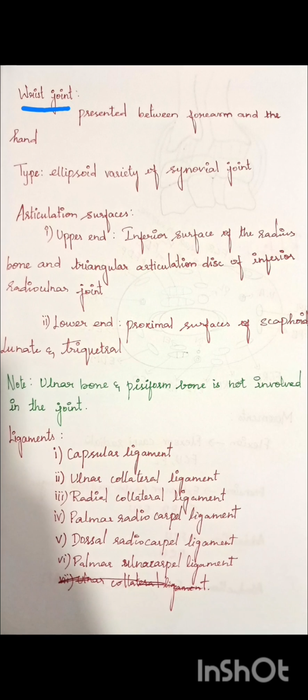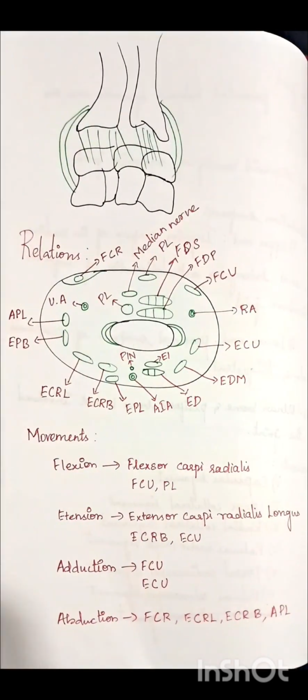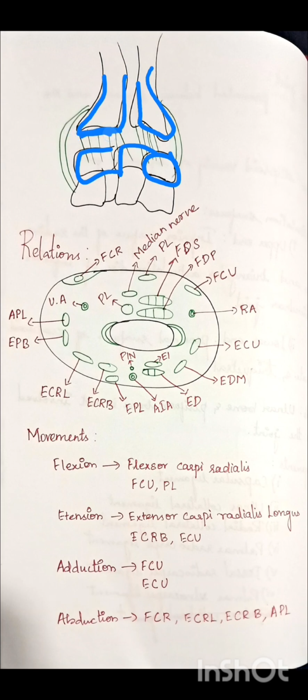And the articulation surface, as we know, involves the radius bone and ulnar bone, and the wrist bones such as scaphoid, lunate, and triquetral bone. Here the articulation surface is the inferior surface of the radius bone, and we know that we have a superior and inferior radioulnar joint. Here the inferior radioulnar joint is involved. This is the upper end articulation surface.